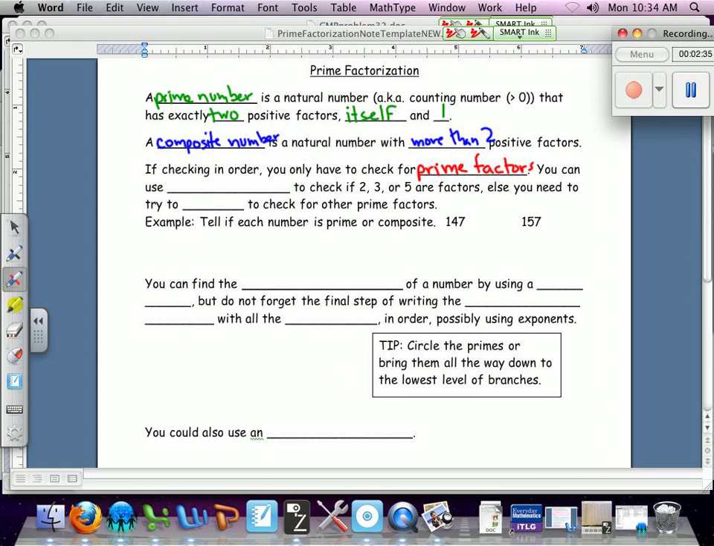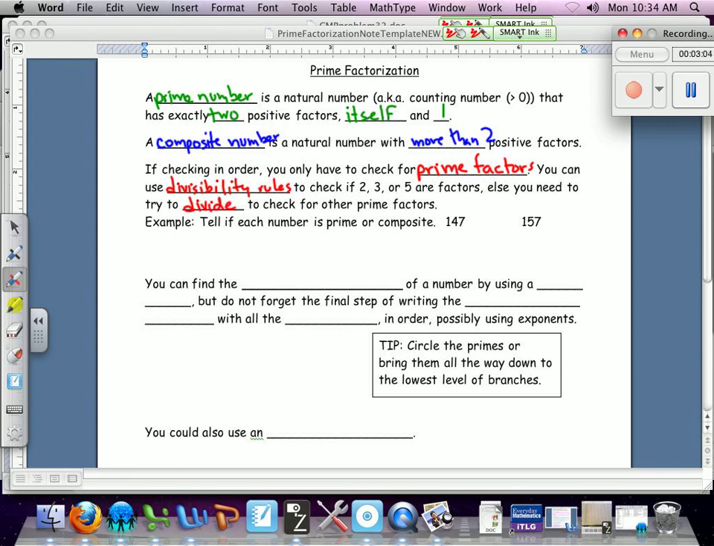You can use the divisibility rules for checking 2, 3, and 5. Divisibility rules are fine to check, but then you don't just stop at 2, 3, and 5 and say, nope, it must be prime. You might have to use division to check for other prime factors.